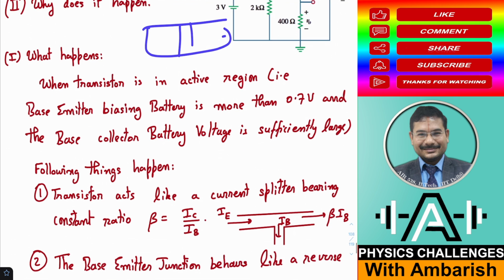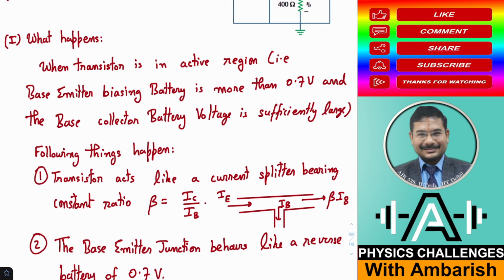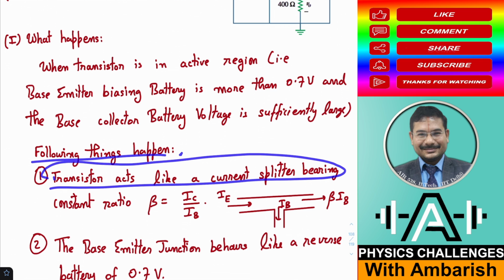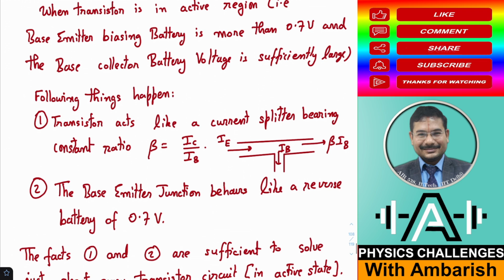So when the transistor is in the active region, this is the region where all the circuits are solved mostly. What are the other regions? We'll see in detail. Following things happen: the transistor acts like a current splitter bearing constant ratio beta, which is IC by IB. Just for imagination, you can think of a T joint in a water flow. Let's say I have a pipe and you have a T joint over here, and water is flowing from here.